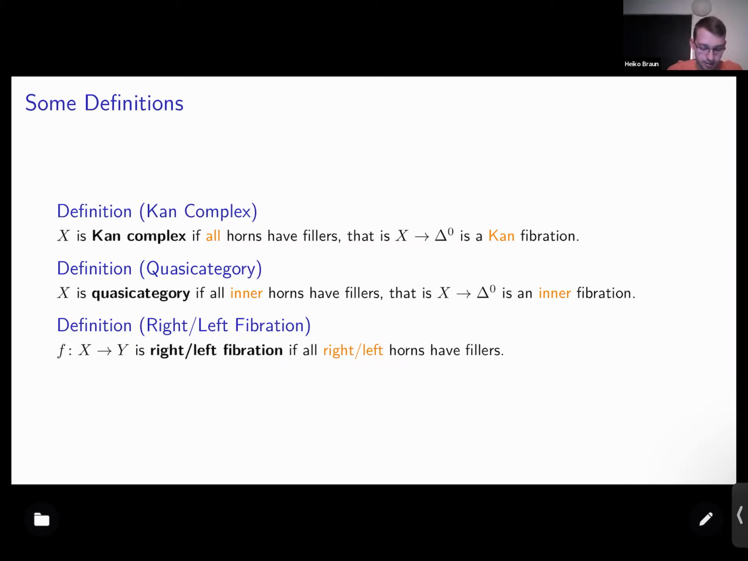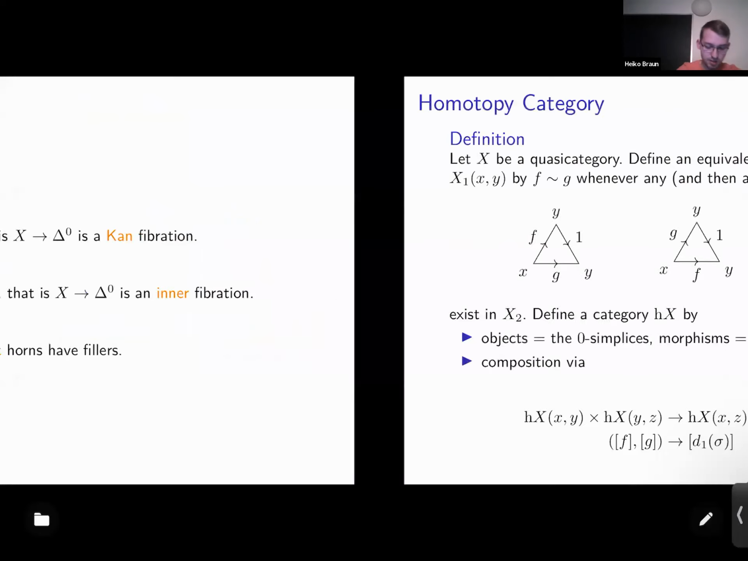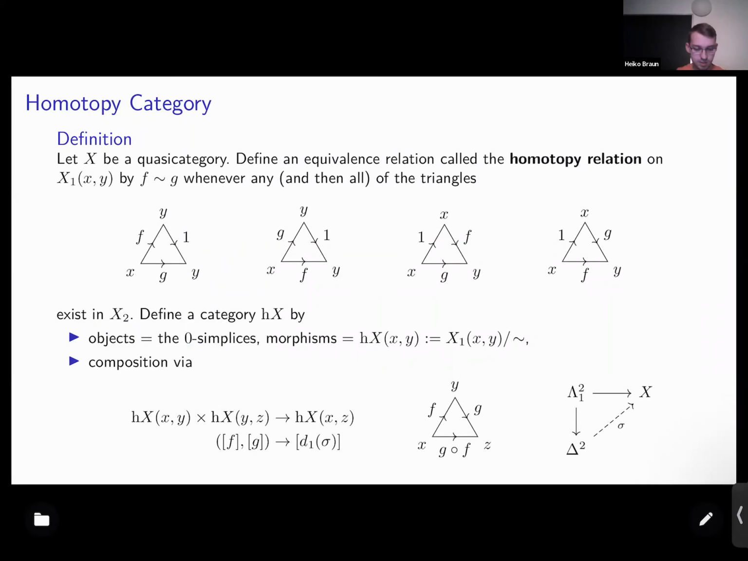And lastly, a right or left fibration is one where all right or left horns have fillers, where right in this case means that the zeroth horn has to also have a filler, similar for, no, sorry, that is, I confused it. The right means that the nth horn has to have a filler, while left means that the 0th has to have a filler. Okay, and with these definitions, we can look at what the homotopy category of a quasi-category is.